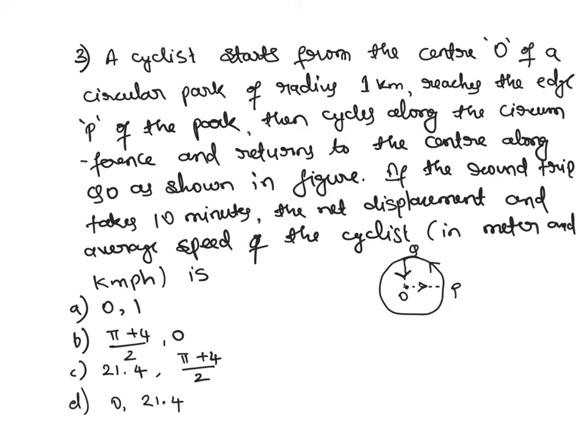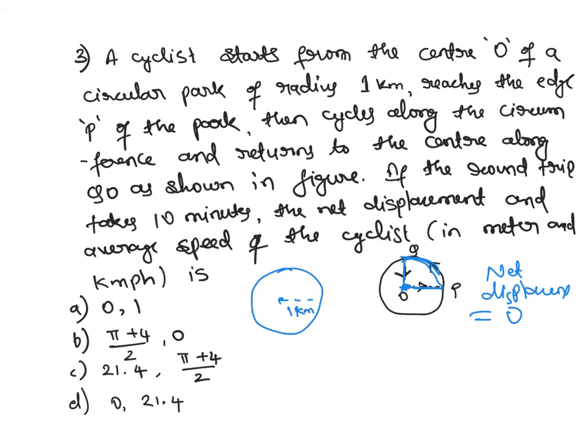A cyclist starts from the center O of a circular park of radius 1 kilometer. Now this is for the circular track. The cyclist starts from point O and goes to P, and after that Q, and after that comes back to the same point. So the net displacement is going to be how much? Net displacement is going to be 0 because he is in the same position.